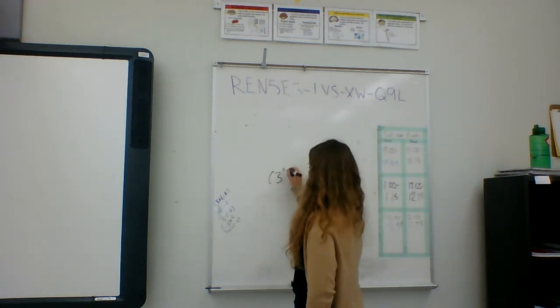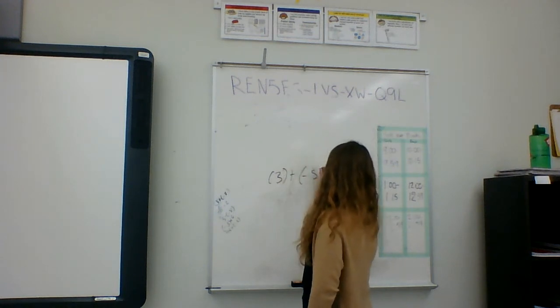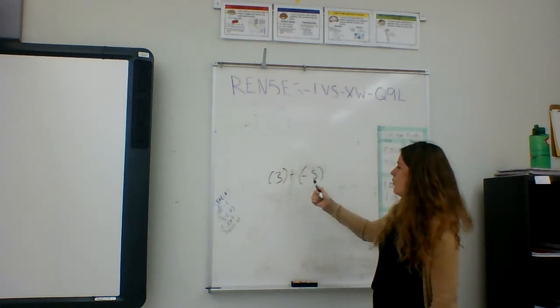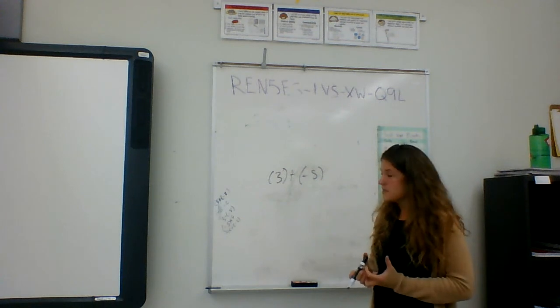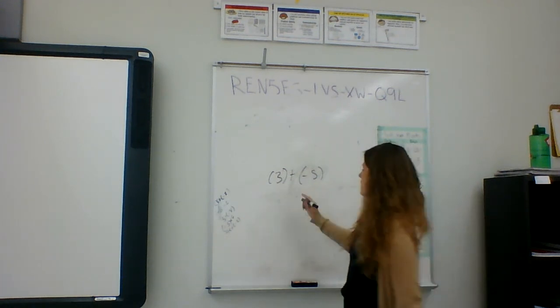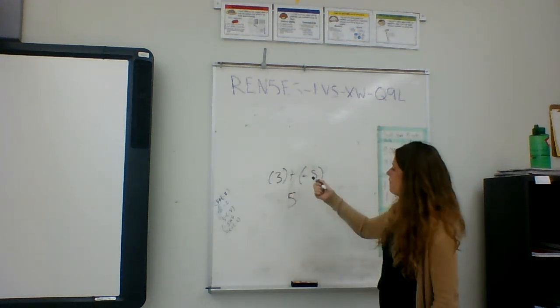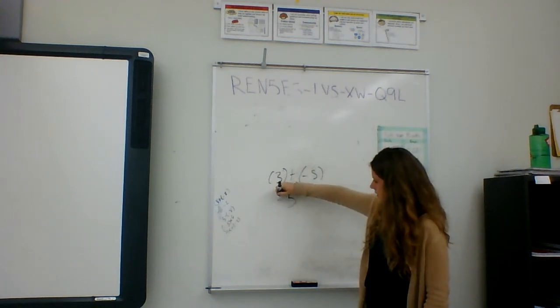Example number 2 is positive 3 plus negative 8. Again, I have one positive and one negative, so I will subtract the 2. 8 minus 3 is 5. And I have more bad guys than good guys, so it's a negative 5.